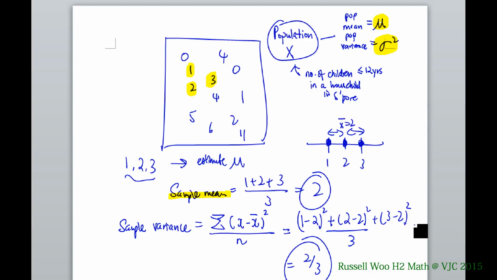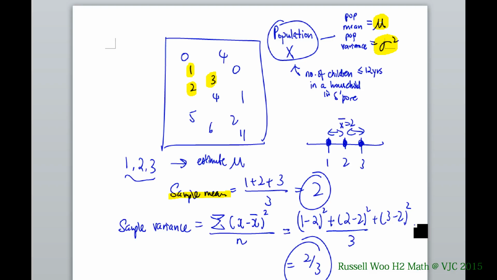We must distinguish very, very clearly. This is the sample variance of 3 data, 1, 2, 3 only. This 2 thirds is this sample variance. What we are interested in is the population variance. Follow. Can you get what I'm trying to say?